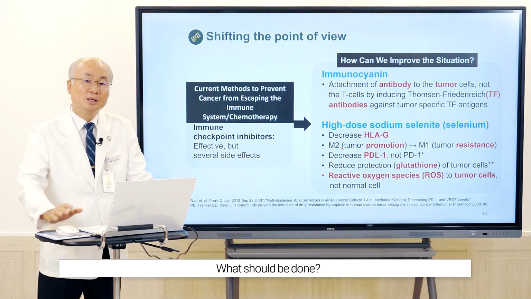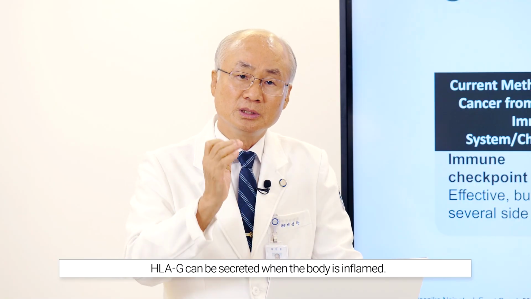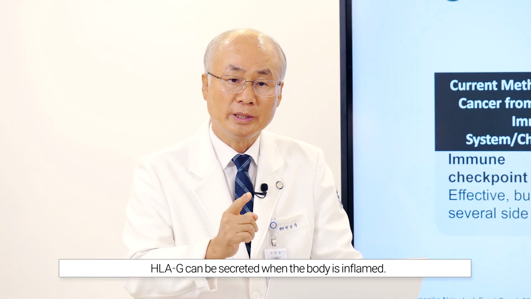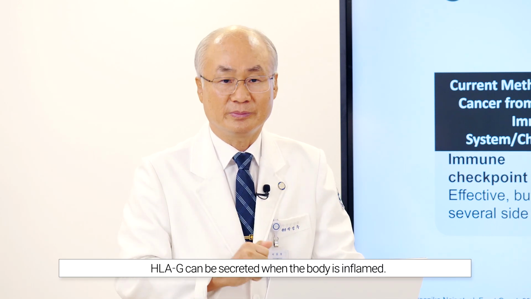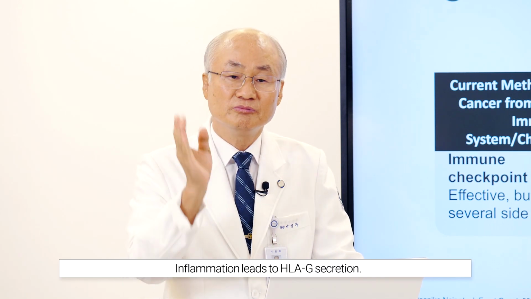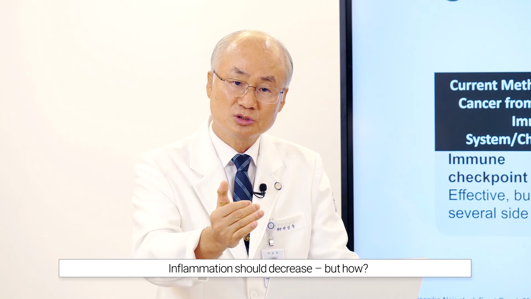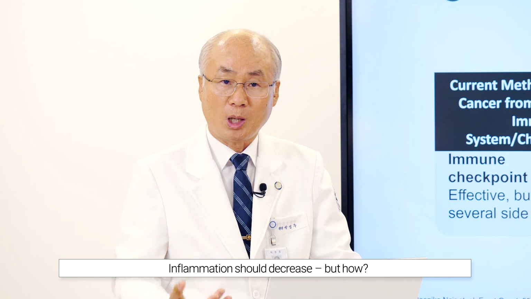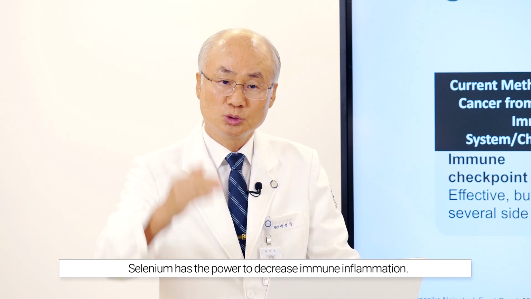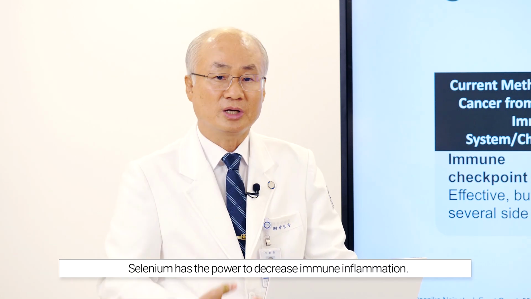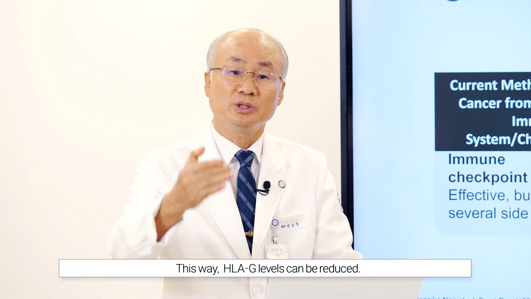What should be done? HLA-G is secreted more when our body is inflamed. Inflammation means HLA-G secretion. So what should be done? Inflammation should be decreased, but how? Selenium has the power to decrease inflammation. That's why HLA-G can be reduced.